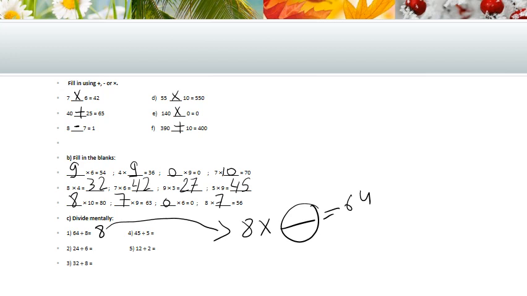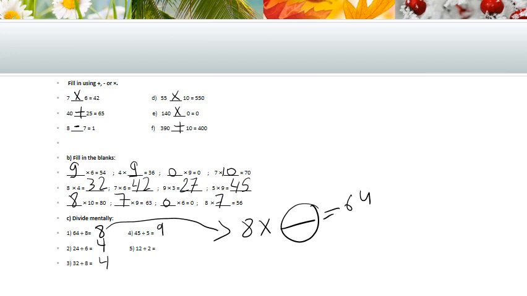It will give us the answer. 24 divided by 6. So 6 times what gives us 24? It will be 4. 32 divided by 8. 8 times what gives us 32? It will be 4. 45 divided by 5. 5 times what gives us 45?